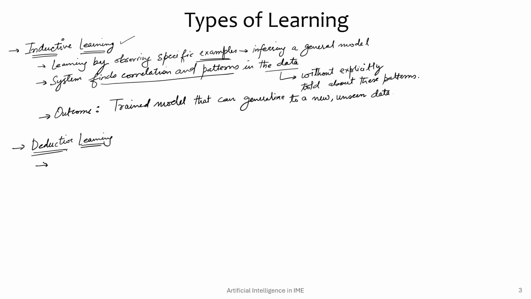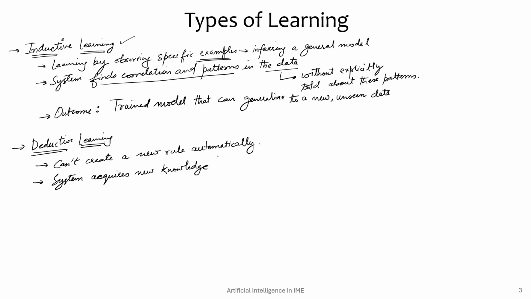In these kinds of systems, the system cannot create a new rule automatically, like what we have seen in inductive learning. So how does the system work? The system acquires new knowledge or rules from a human expert.